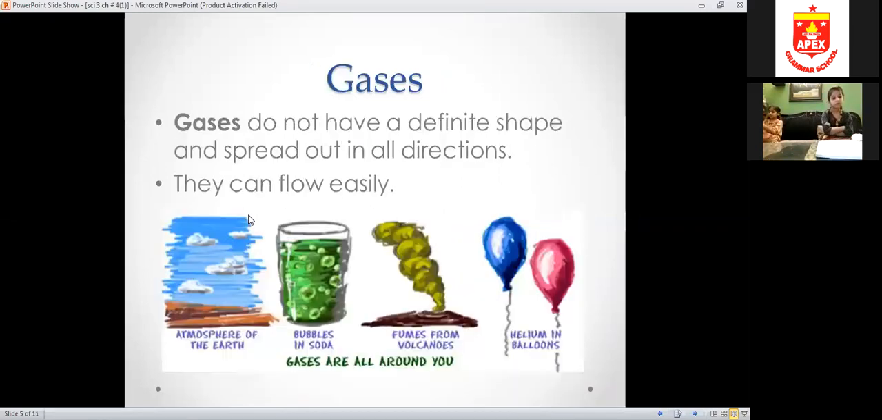So next are gases. Again, gases do not have any definite shape. Only solids have a definite shape. Liquids don't have a regular, proper shape, and neither do gases. Neither gases nor liquids have a proper shape. Whose shape is proper? Only and only solids. And gas has the ability to spread out in all directions.